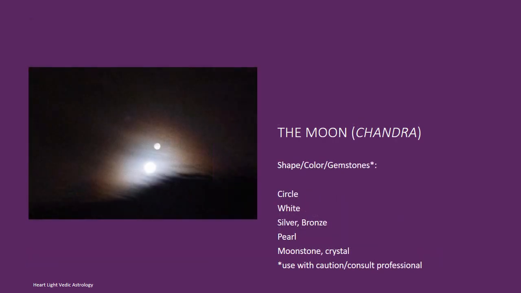Other things related to the moon, so its shape is a circle, its color is pure white. Gemstones are silver and bronze, depending on what list you look at. Its gemstone is pearl. Also, moonstone and crystal can be associated with the moon.